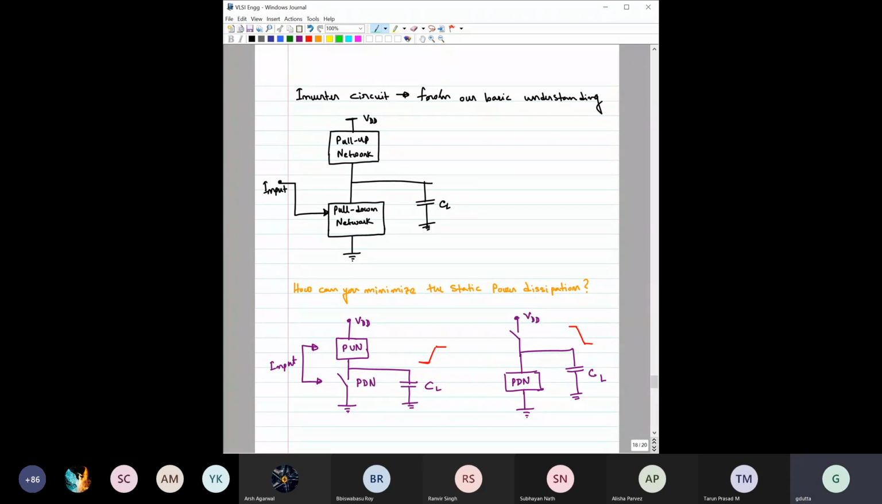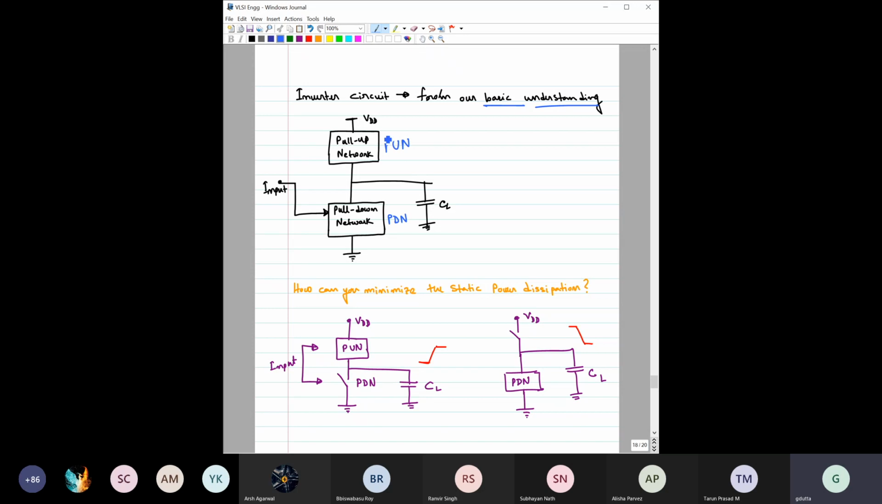Again, as I mentioned, we will stick to the inverter circuit only. This is the general block diagram of an inverter circuit. Here we have the input, here we have the pull up network, in short PUN, and the pull down network, in short PDN. This is the load capacitor right here. So why pull up network?